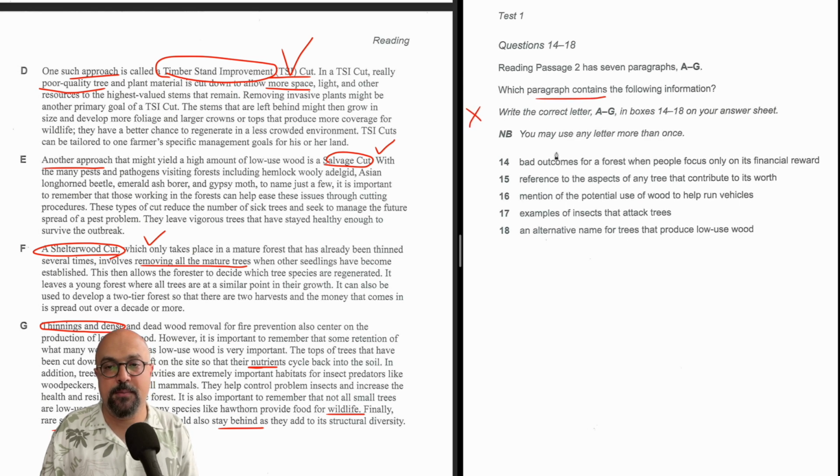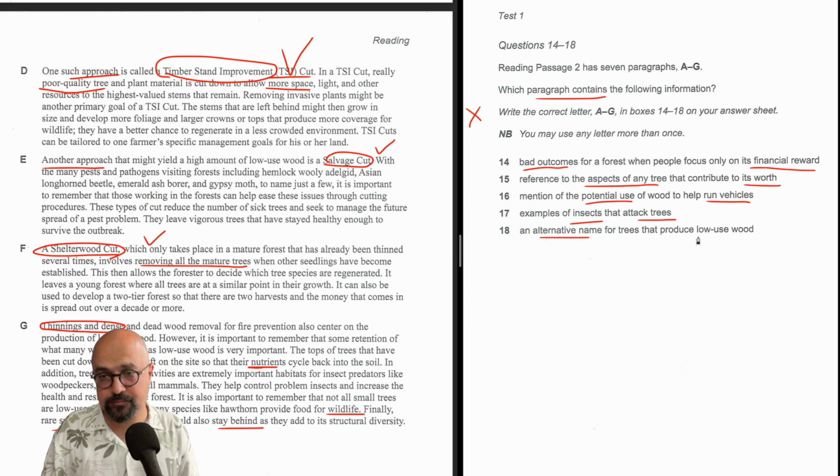The first step to take for this question type is to read the questions to see what information we should be looking for. Bad outcomes for a forest when people focus only on its financial reward, money. Aspects of the tree that contribute to its worth. So it's about the worth of trees. Mention of the potential use of wood to help run vehicles. I don't remember that. Examples of insects that attack trees. I saw it somewhere. An alternative name for the trees that produce low-use wood.